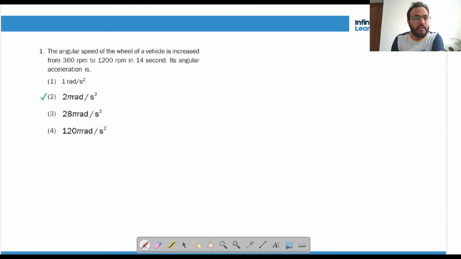Here is the first question: the angular speed of the wheel of the vehicle is increased from 360 rpm to 1200 rpm in 14 seconds. Its angular acceleration is, okay, fine. What is the formula for angular acceleration? It is omega final minus omega initial upon delta t, right?